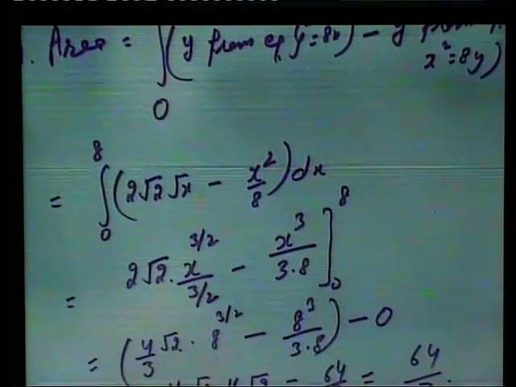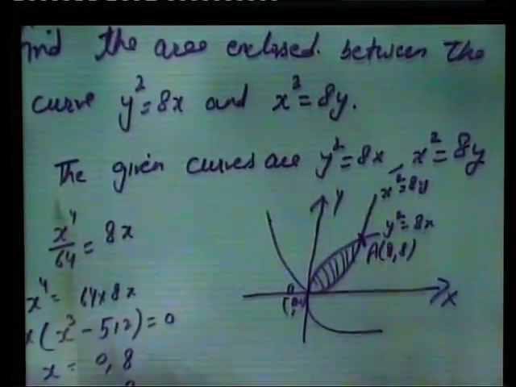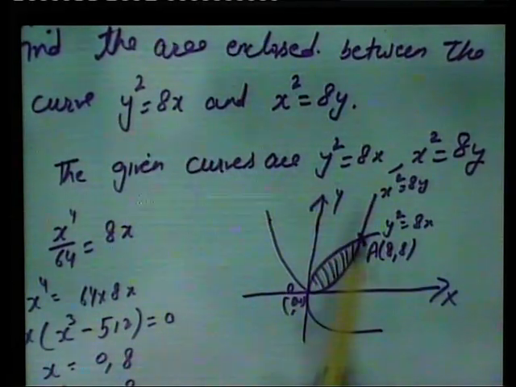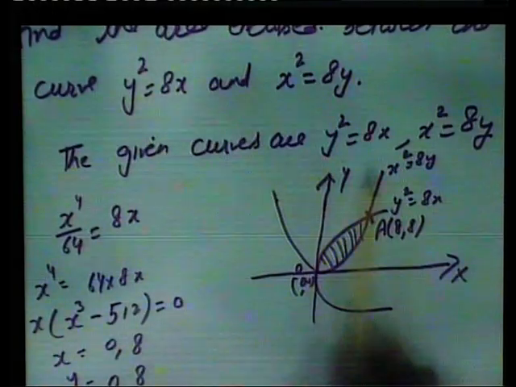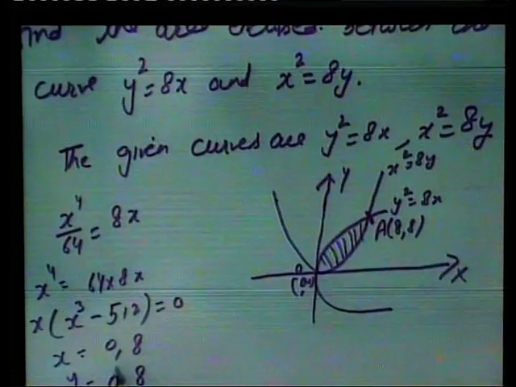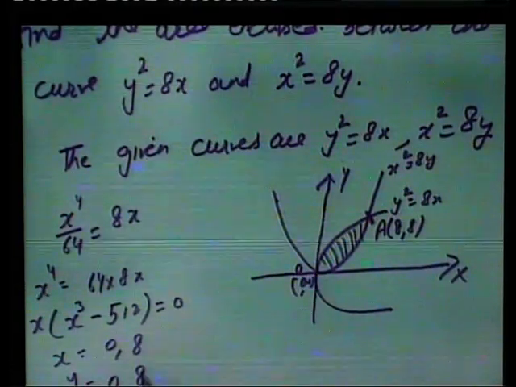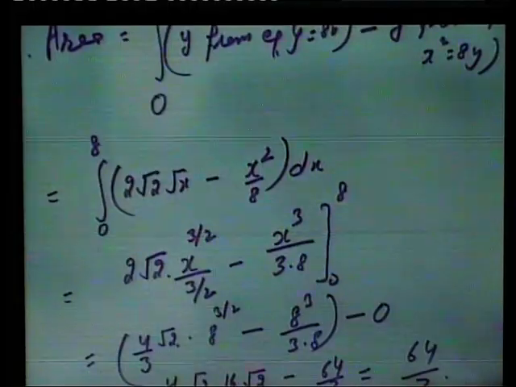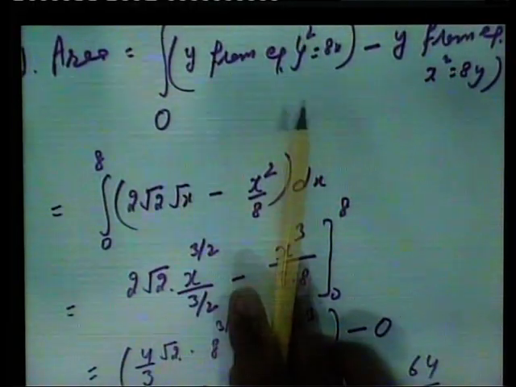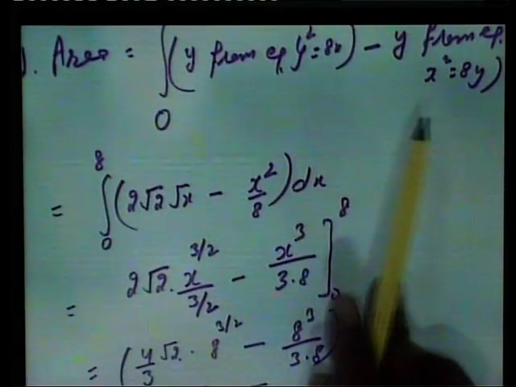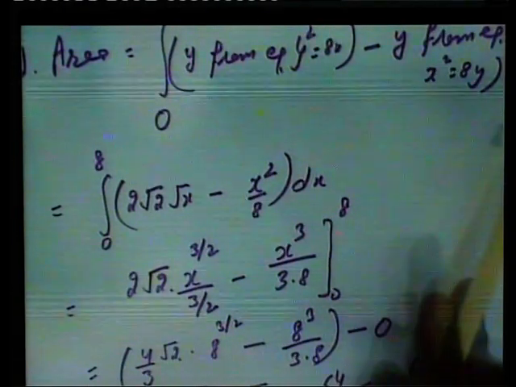So what was the question? Area enclosed between the curve y square is equal to 8x and x square is equal to 8y. First of all, we solve these two equations. We get x is 0 and x is 8. If x is 0, y is also 0. If x is 8, then y is also equal to 8. Therefore, limits of x are from 0 to 8. Area is equal to y from the equation y square is equal to 8x minus y from the equation x square is equal to 8y, dx.